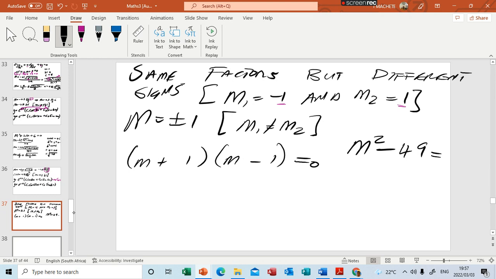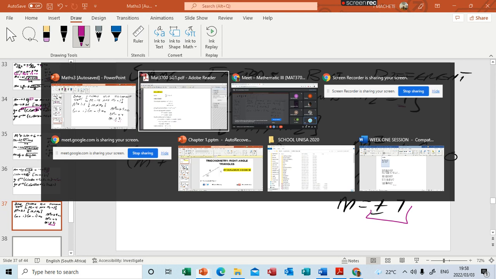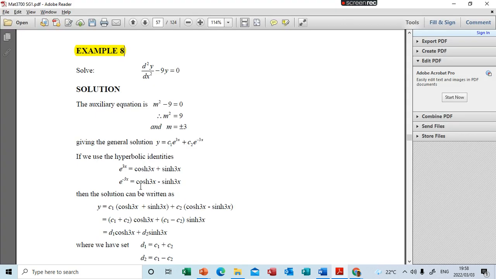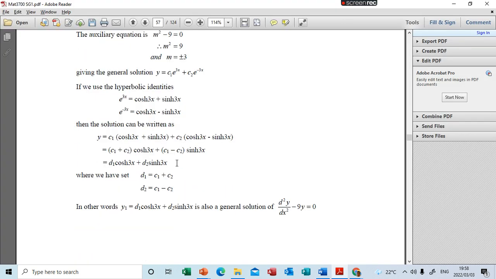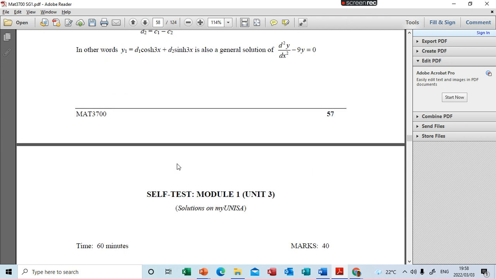When you take it to the other side, you'll have 49. Obviously you want m, you don't want m squared, so you take the square root of both sides, and you get plus or minus 7. You see this? Same factors, different signs. That's the one we're going to do now. Don't worry, we'll do a lot of examples on this. This is the formula you're going to use.